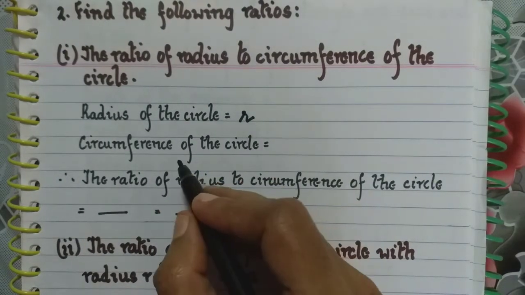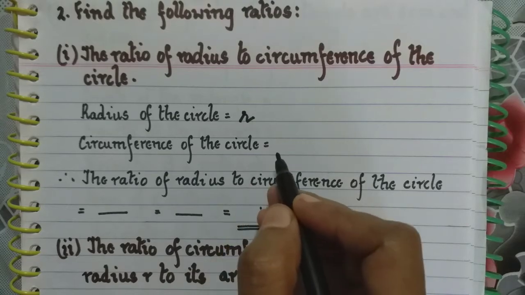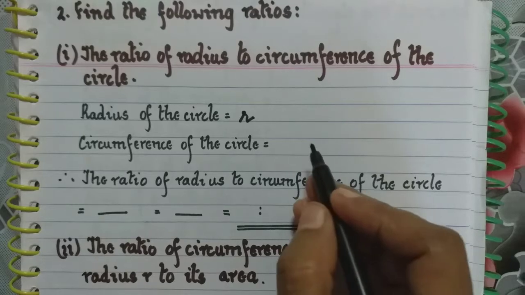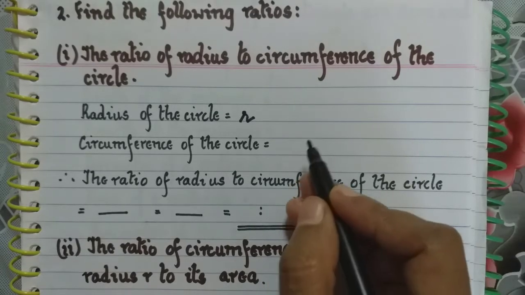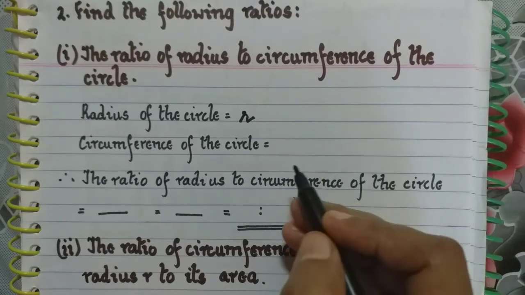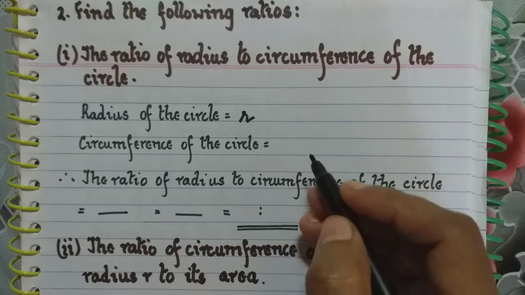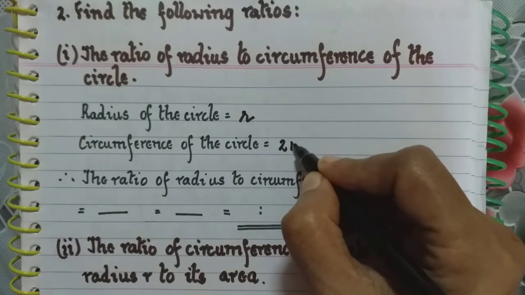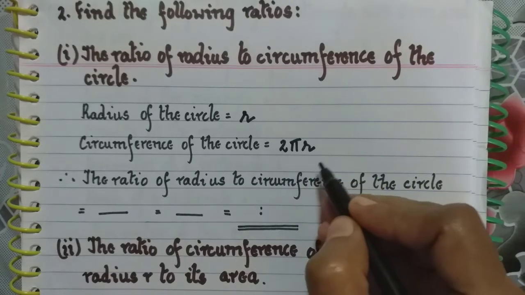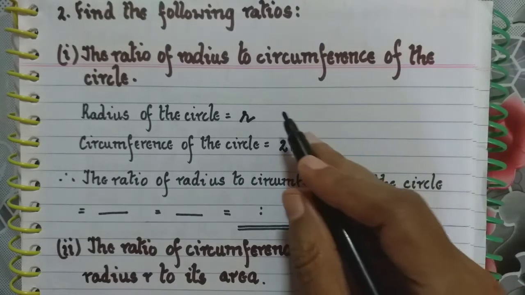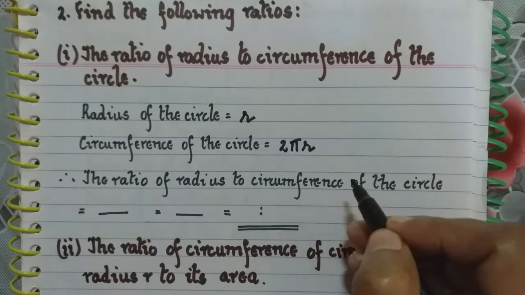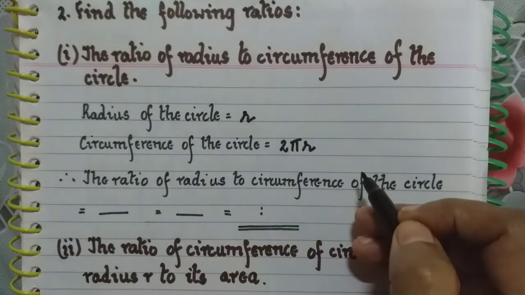Circumference of the circle. Now we know two formulae for circumference of the circle. One is pi d, where d is the diameter, and the other one is 2 pi r, where we have r as the radius. Now which are we going to take? We are going to take 2 pi r. Why is it essential to take 2 pi r? Because here also we have radius. So if both are in terms of radius, then it will be easier for us to cancel the common multiples.